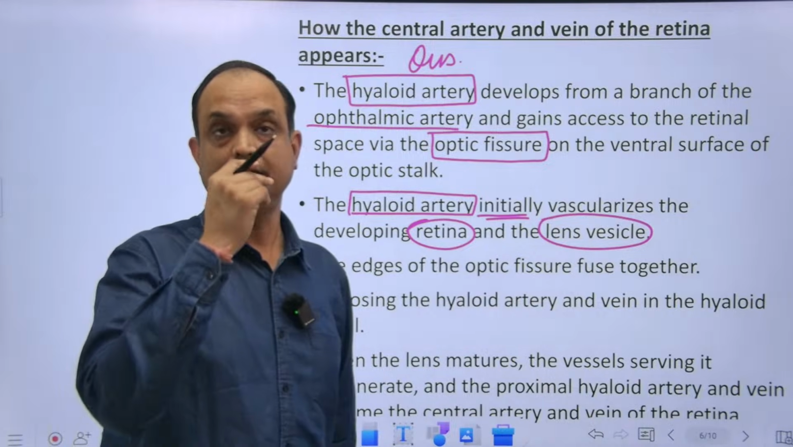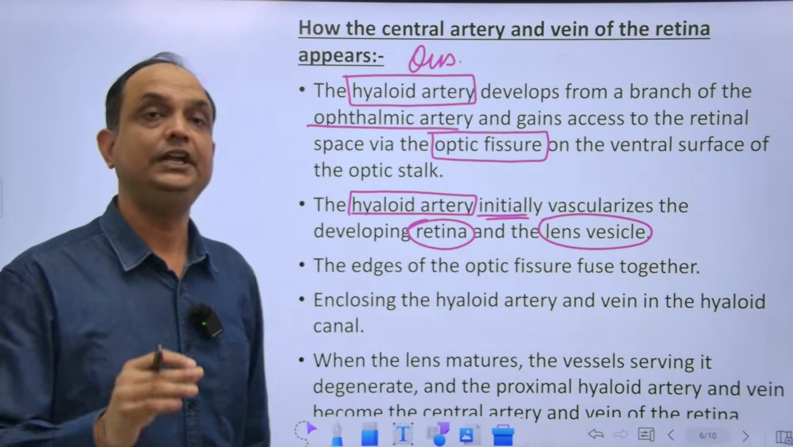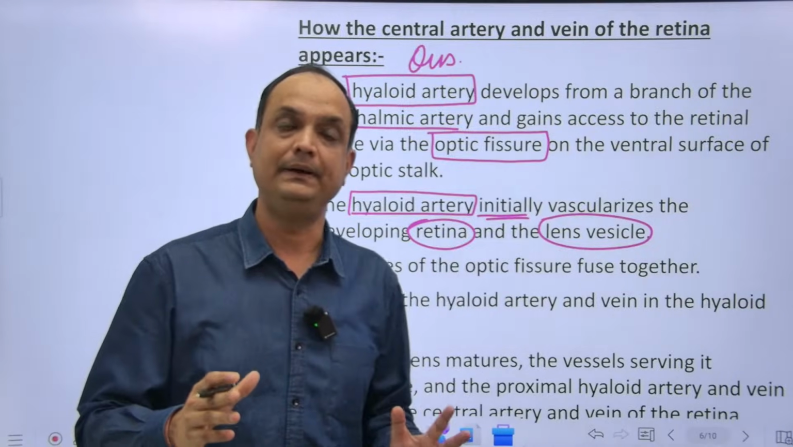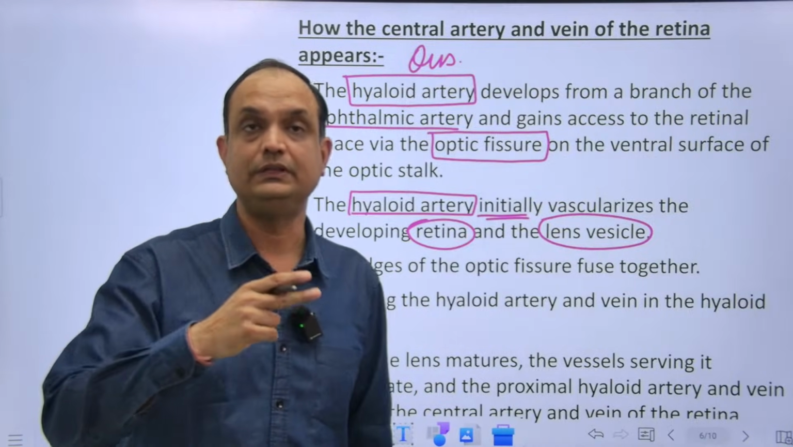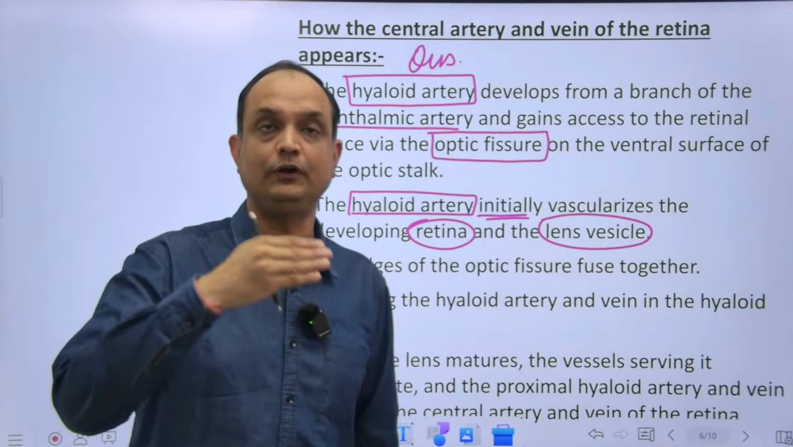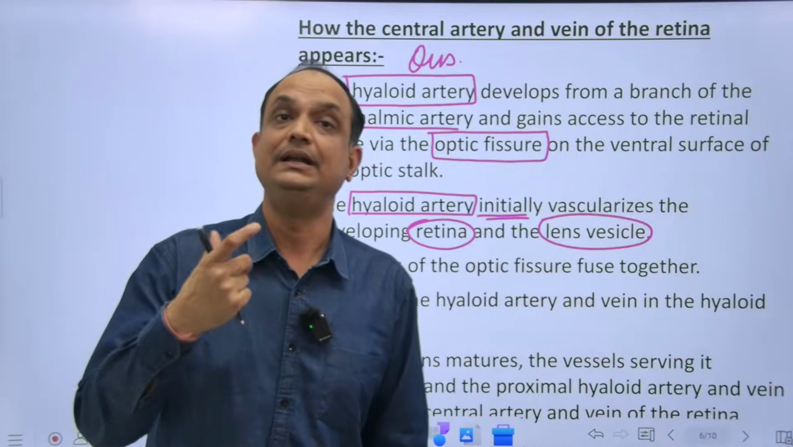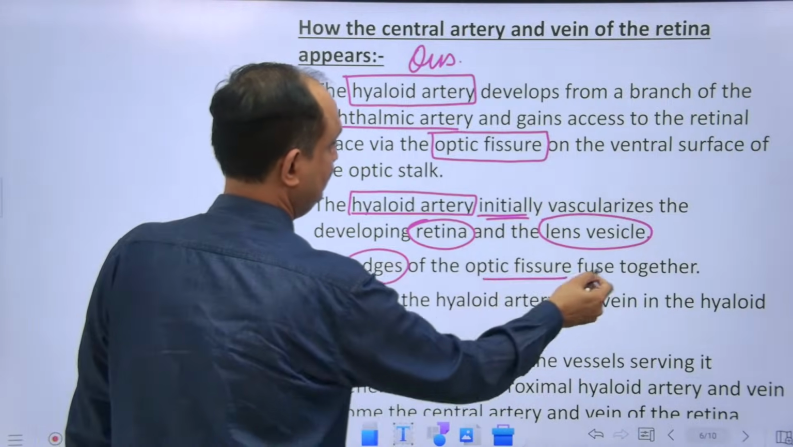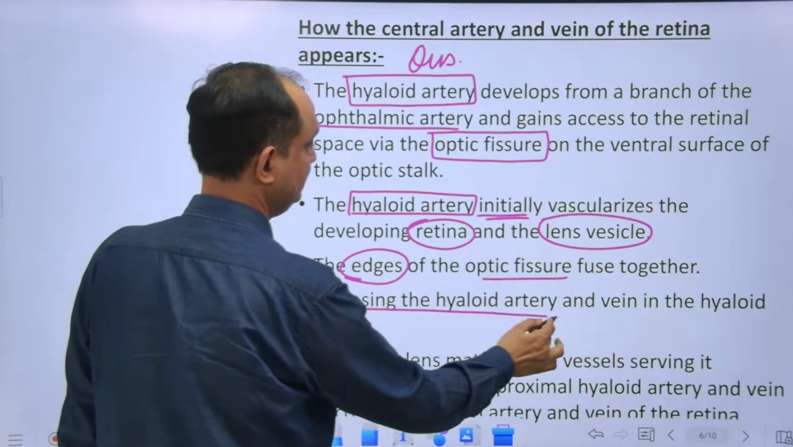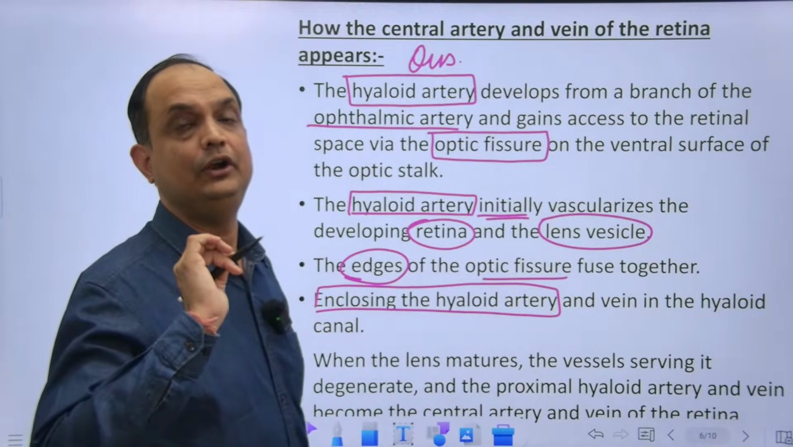Clear? But later on, once the lens matures, the need of blood supply is lost. There is no need of blood supply. So that part of the artery, that means from the retina to the lens, which passes through the vitreous chamber, disappears. So the edges of the fissure fuse and it encloses the hyaloid artery and vein. Now that is known as the hyaloid canal.